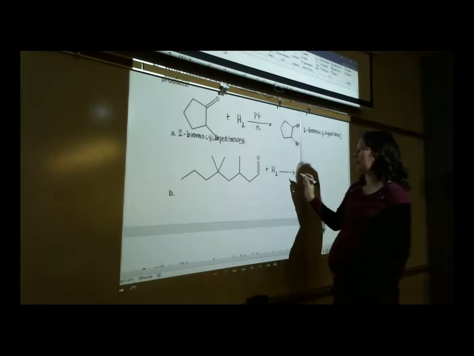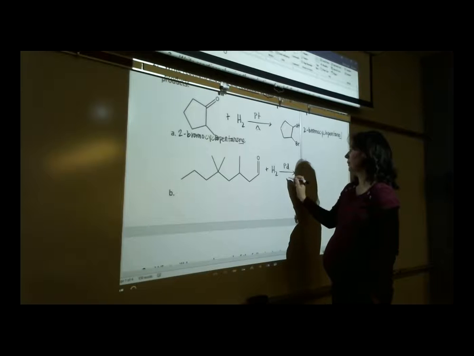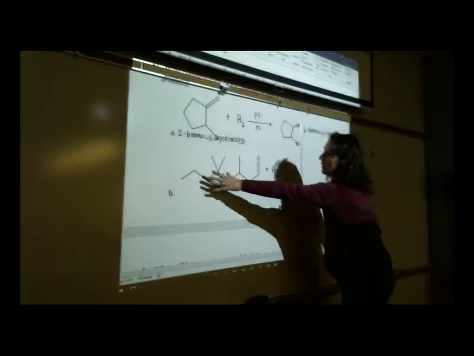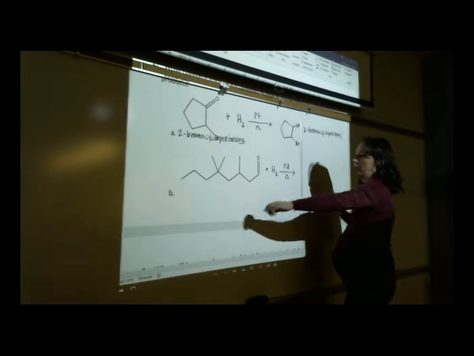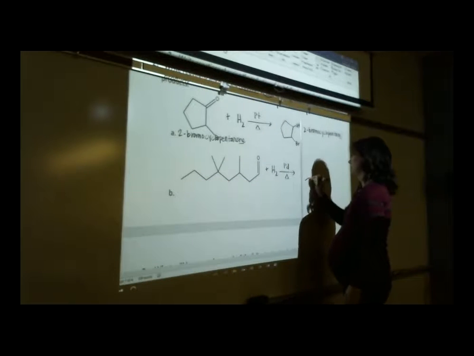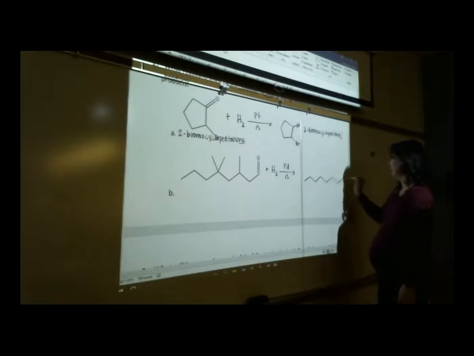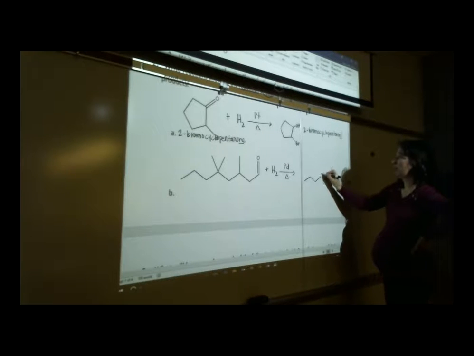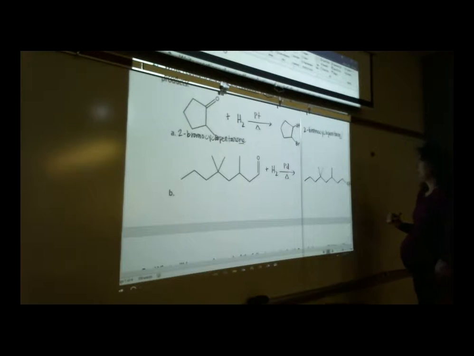Okay, when this is reduced, you can write platinum, palladium, whichever makes you happy, increase the temperature. What's going to happen? Does any of this part change? No, right? So this is 1, 2, 3, 4, 5, 6, 7, 8. So 1, 2, 3, 4, 5, 6, 7, 8. What's on carbon number 1 now? An alcohol, right? And then carbon number 1, 2, 3, 4, 5, 6. So what's the name of this?